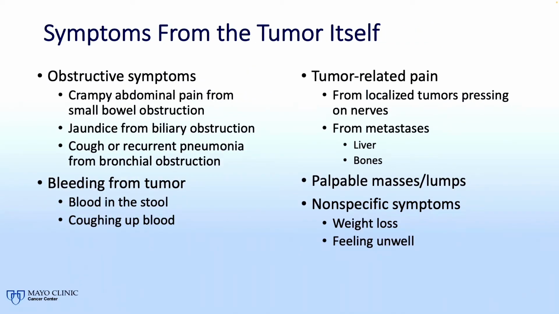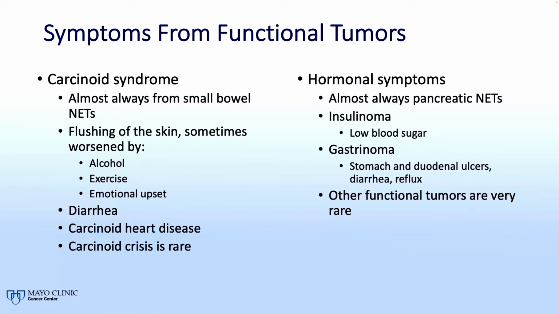So the symptoms from the tumor itself: you can have crampy abdominal pain from small bowel obstruction, jaundice, or turning yellow because the bile duct is blocked, cough or recurrent pneumonia because an airway is blocked. It can bleed, you can cough up blood, you can see blood in the toilet or in the stools. There can be pain depending on where the tumors are, or you can just palpate the lump. Occasionally someone comes into the clinic and says, I just realized I have this really egg-sized lump in my neck. Or it can be really non-specific symptoms, just not feeling well and losing weight. And then we have the functional tumor.